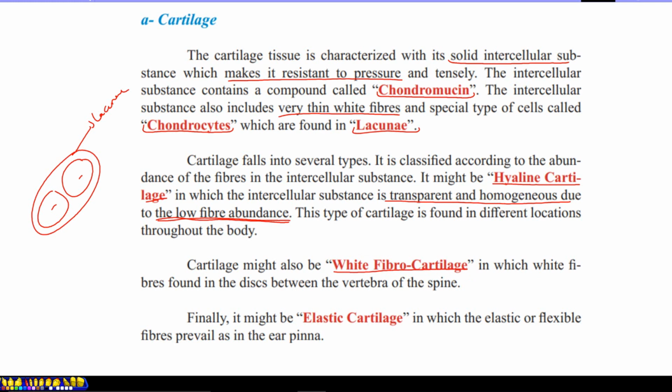The second type is white fibrocartilage. It means white fibers are found in it, a high amount of white fibers, and it is the hardest type of cartilage tissue, found in the intervertebral disc between vertebrae. And the last one is elastic cartilage, which contains elastic fibers that have the ability to expand and are flexible, found in the ear pinna.